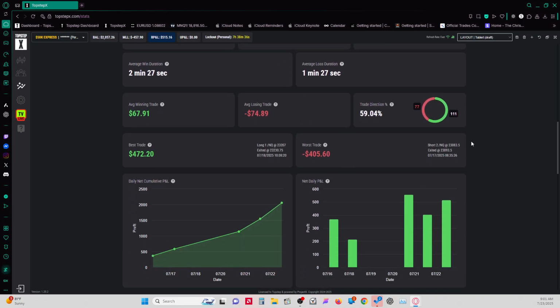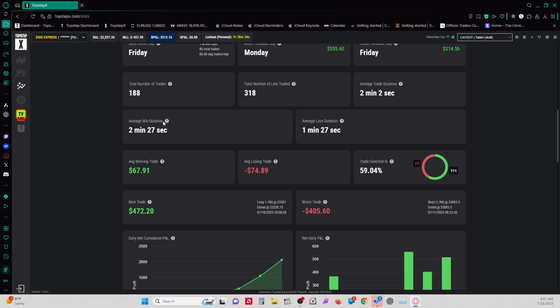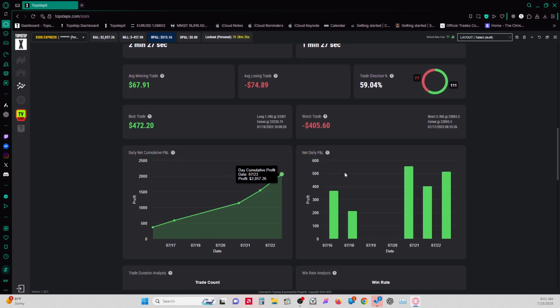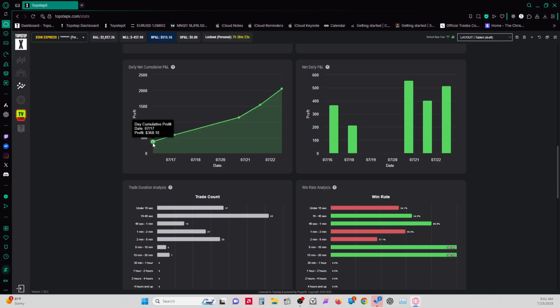All right. So my average win duration is 2 minutes. Like I said, I'm not staying in long. I'm getting in with micros, and I might enter with one contract. My best trade is 472. Worst trade 405. This is from today. No, my bad. This is from the last 5 days. 5 days of trading. So 368, 582, 1K, 1500, 2K.